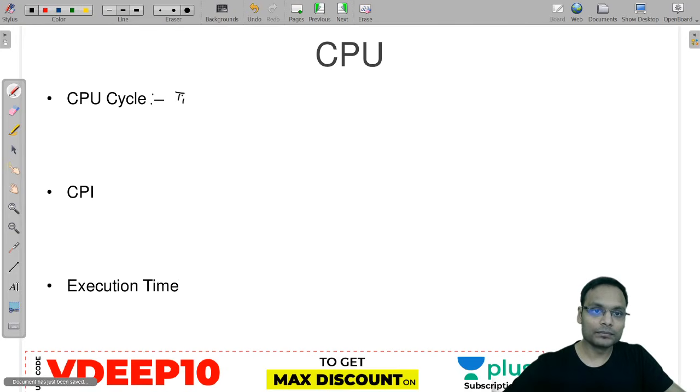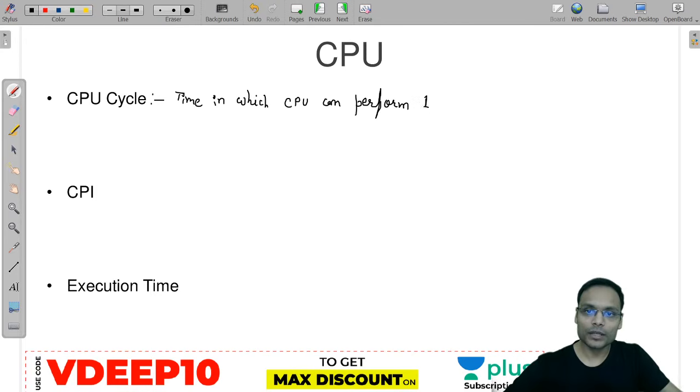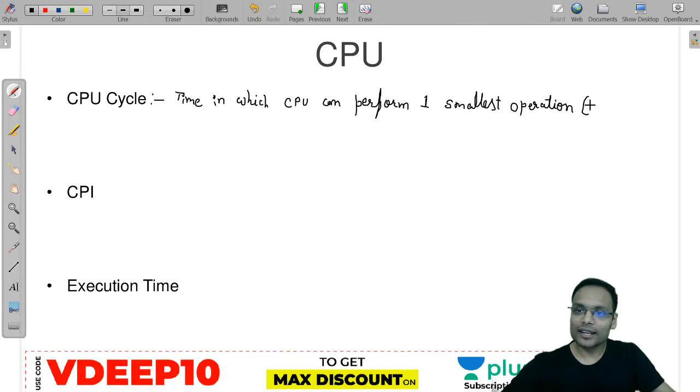That time in which CPU can perform one smallest operation. CPU can perform one smallest operation, and what is that smallest operation? Tell me quickly. That smallest operation is a micro operation. What is that? Micro operation.